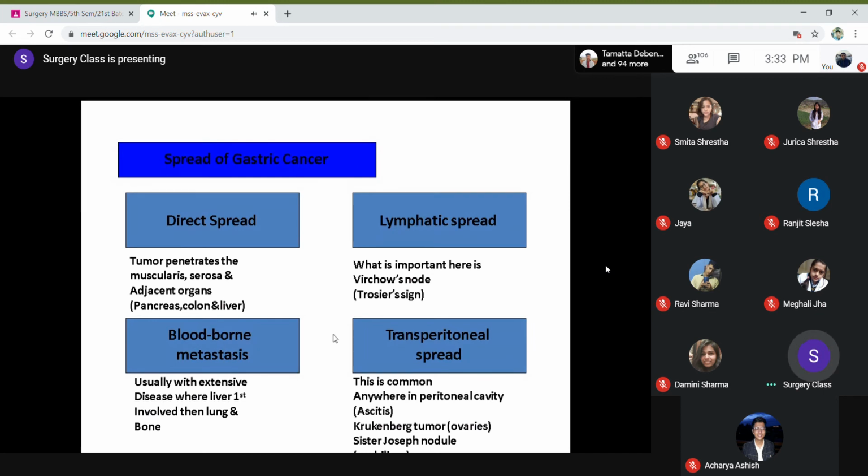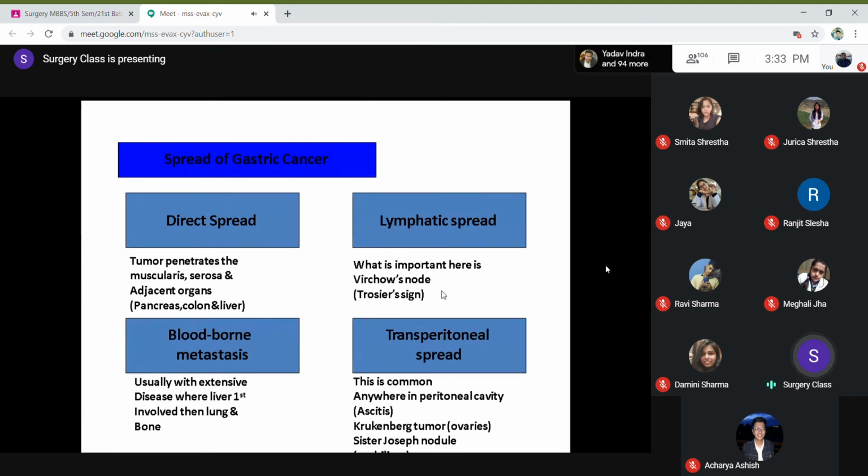So in that, what you see is that the left supraclavicular group of lymph nodes are involved because of the lymphatic spread. The lymphatic spread from the celiac group will go into the lymphatic system, and from there it will go into the left supraclavicular group of lymph nodes. Okay, so the thoracic duct will lead it to the left supraclavicular.